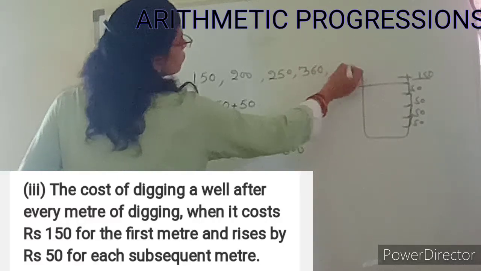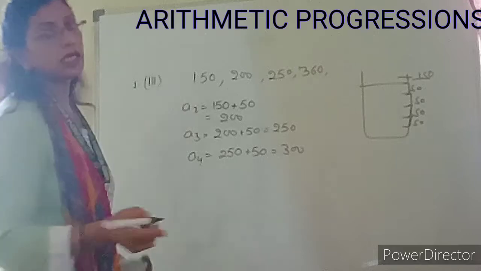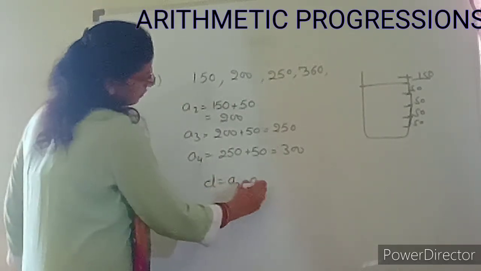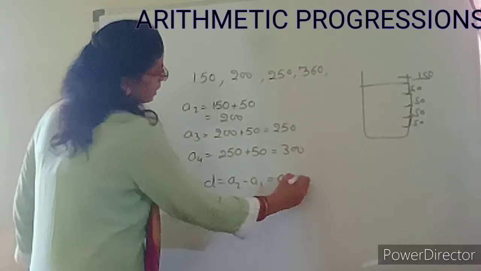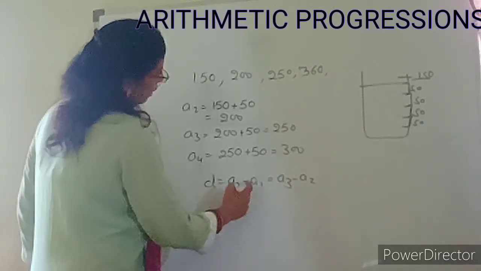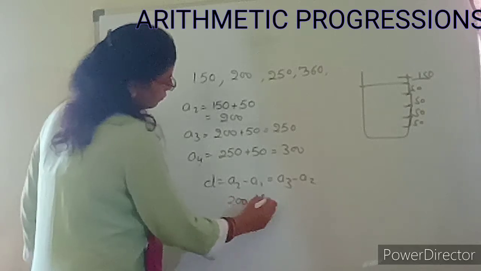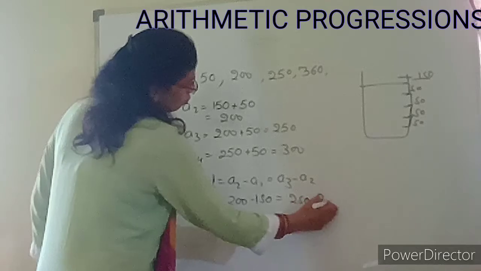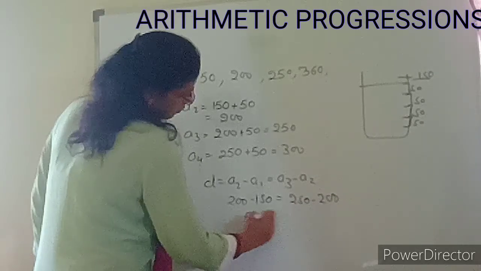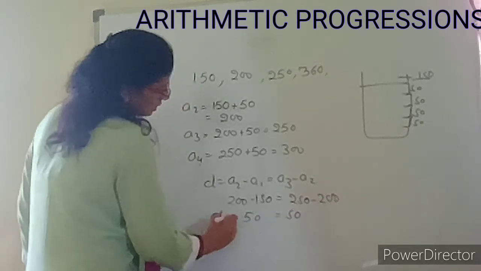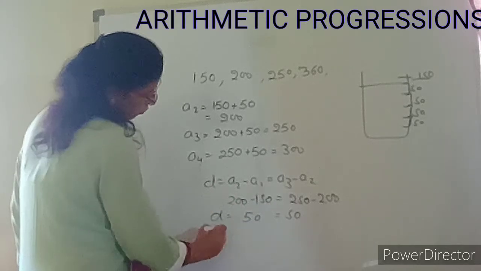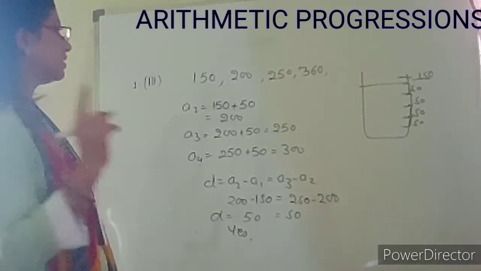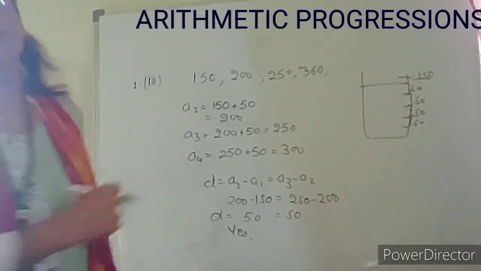Okay, and so on. After this we will find more terms also. So find the common difference from here. D is A2 minus A1, which is equal to A3 minus A2. Both should come same. A2 minus A1, 200 minus 150 should be equal to 250 minus 200. So we are getting 50 and 50. So since the common difference is the same, therefore yes, it is in AP. You will write fully, yes, it is in AP. Okay, quickly the fourth part.